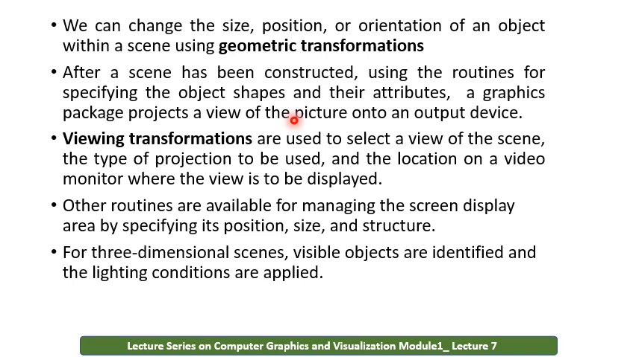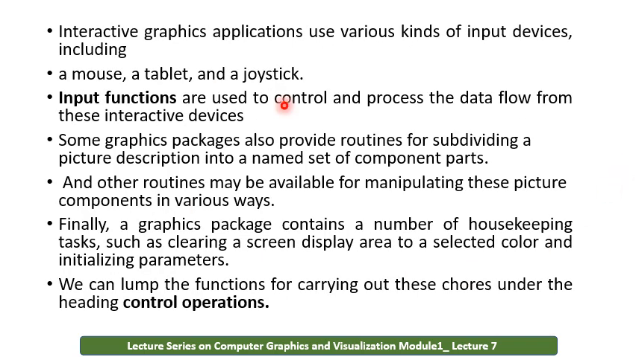The type of projection can be specified, along with the location on a video monitor where the view is to be displayed. Other routines are available for managing the screen display area by specifying its position, size and structure. And for a three-dimensional scene, some visible objects are identified and lighting conditions may be applied depending upon the different applications.